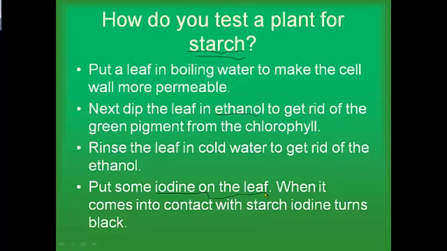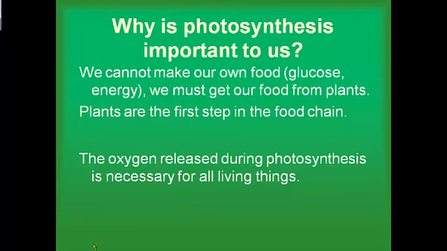And when we put iodine on the leaf, if the leaf has starch in it, the iodine will change from brown to black, or the leaf will basically turn black. That's how we know we have starch. That's how we know photosynthesis happened. So if you don't remember this, don't worry too much about it. I am going to give out directions when we actually do this, but I wanted to give you a heads up of how you test to see that photosynthesis has actually happened.